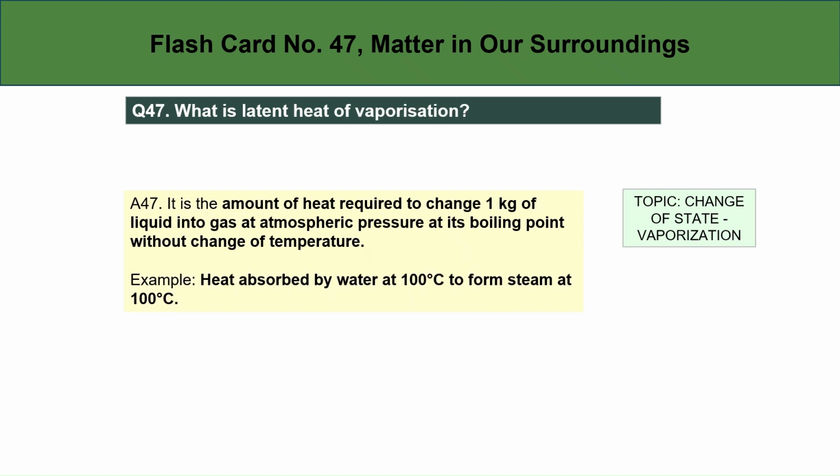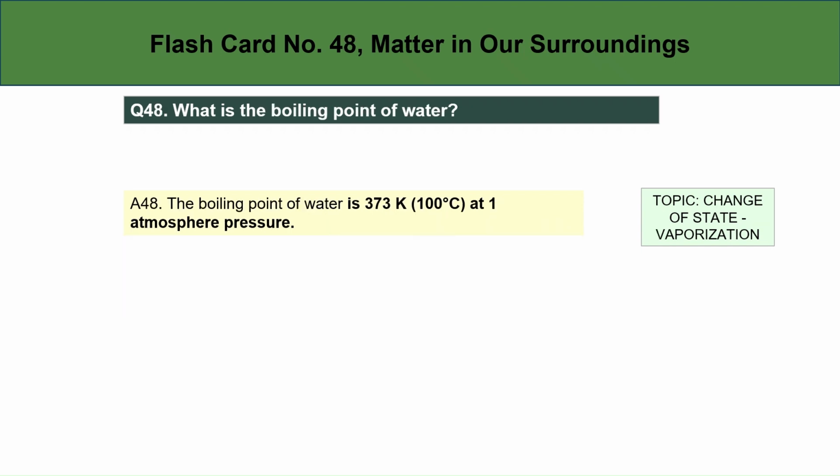Next. What is latent heat of vaporization? It is the amount of heat required to change 1 kg of liquid into gas at atmospheric pressure at its boiling point without change of temperature. Example, heat absorbed by water at 100 degrees Celsius to form steam at 100 degrees Celsius. Next. What is the boiling point of water? The boiling point of water is 373 Kelvin, that is 100 degrees Celsius at 1 atmospheric pressure.